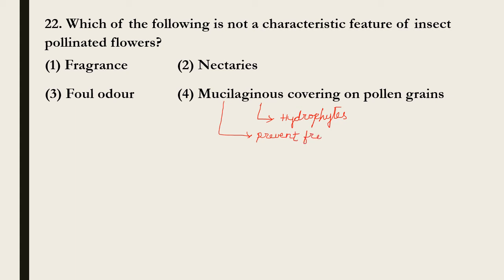So in such hydrophytes, this mucilaginous cover helps the pollen grains prevent wetting. All three, fragrance, nectaries and foul odor, are characters of insect pollinated flowers. Odor is nothing but smell. But the mucilaginous covering on pollen grains is the characteristic feature of water pollinating flowers. So the correct answer is option 4.